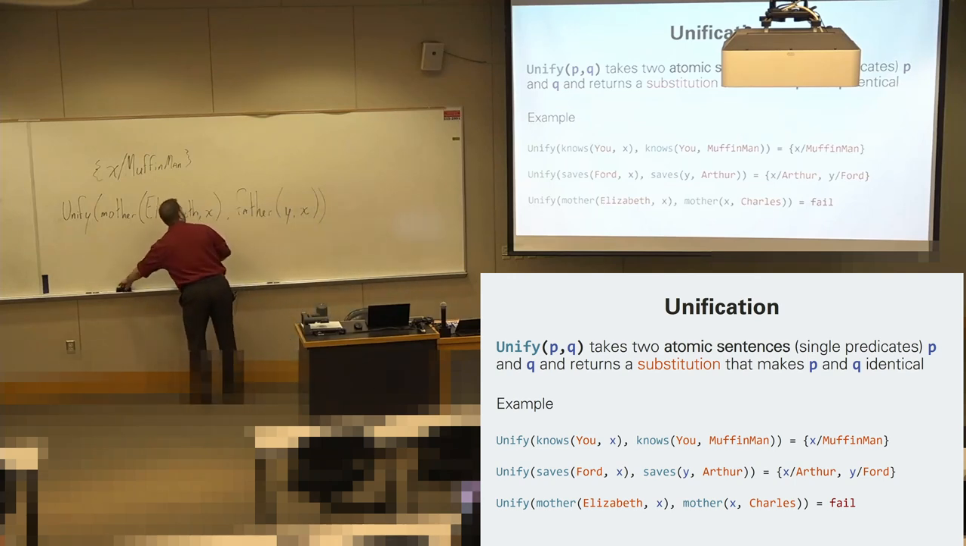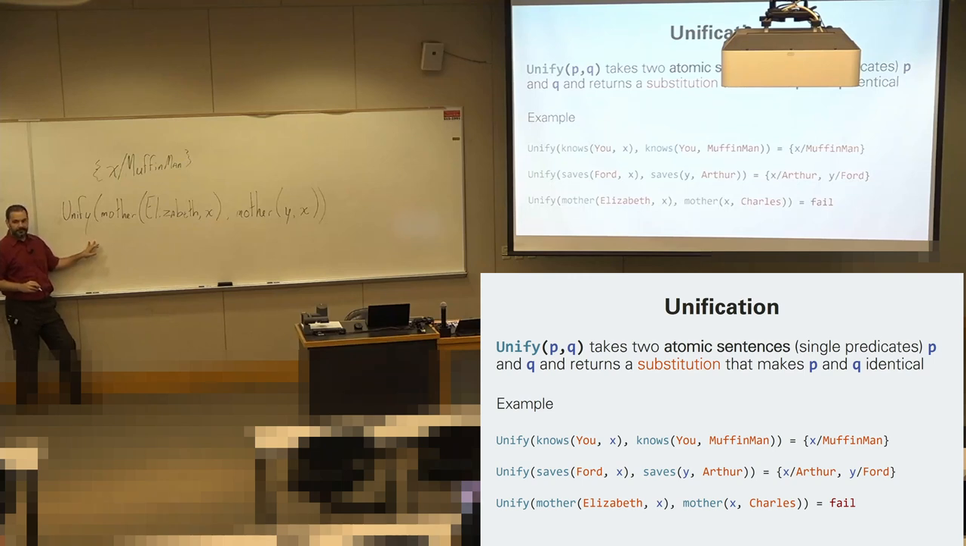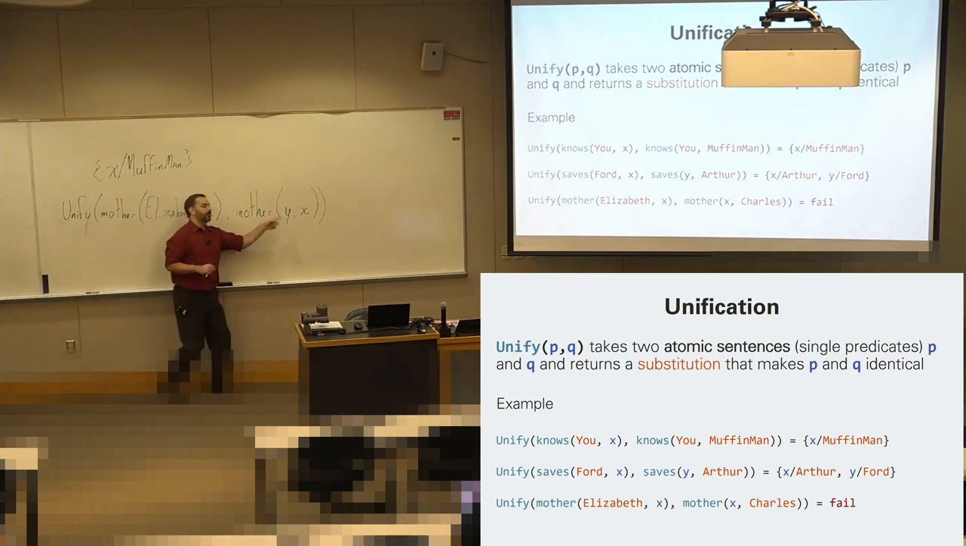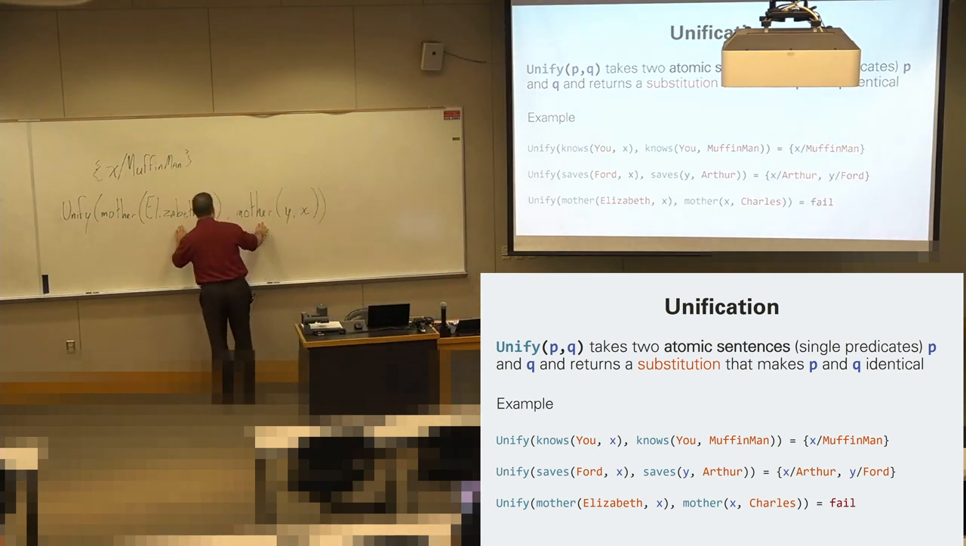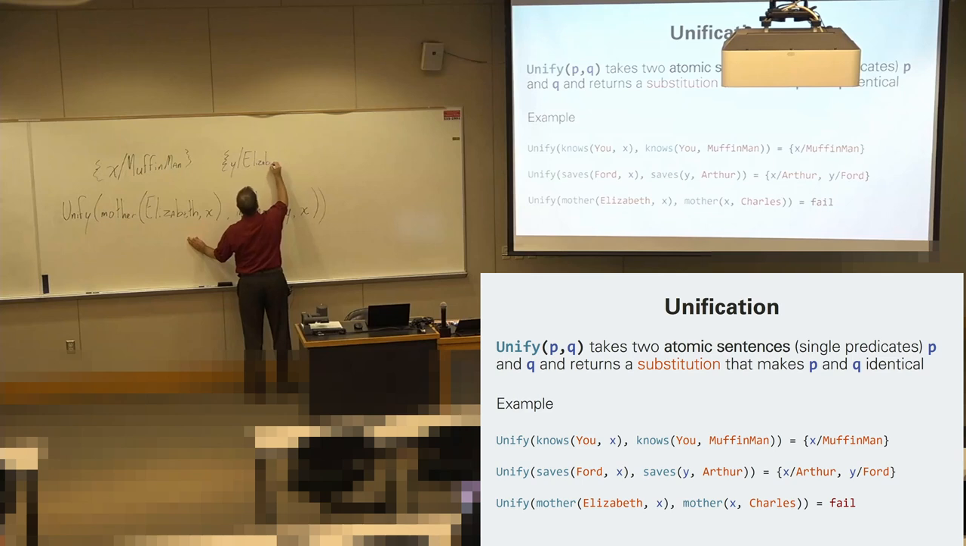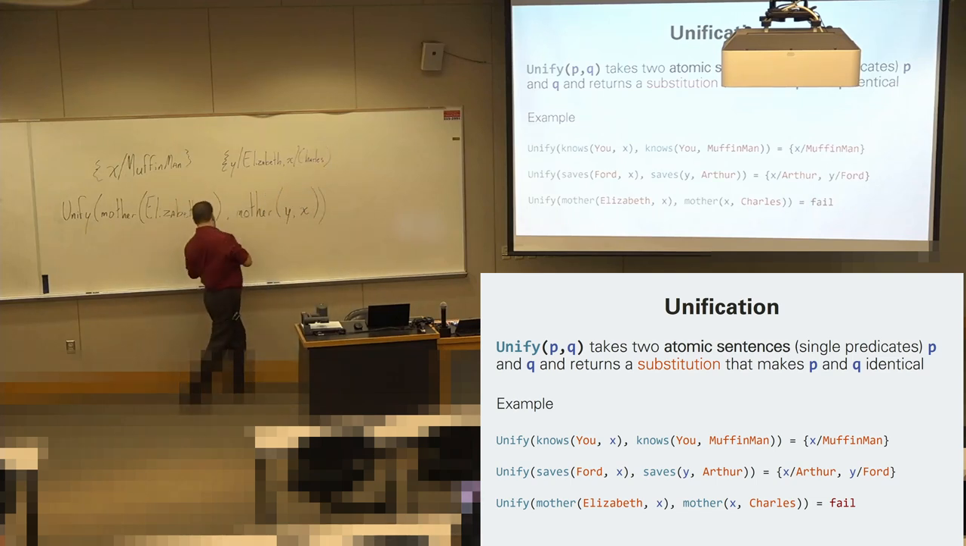What about, what would be produced? Substitute Elizabeth for Y and Charles for X. Yeah, so in this situation, I'll change colors. In this situation, I can unify these two sentences by making two substitutions. Let's substitute Y with Elizabeth, and then let's substitute X, in our case, with Charles.